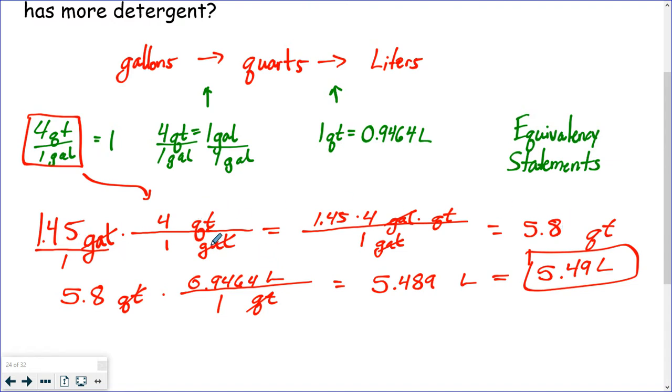How do I know how to do that? Always start with the number that you want to convert. This is a number from the problem that I wanted to convert. And then multiply by a conversion factor so that your units and your number cancel. So I'm going to take my 5.8 quarts now.